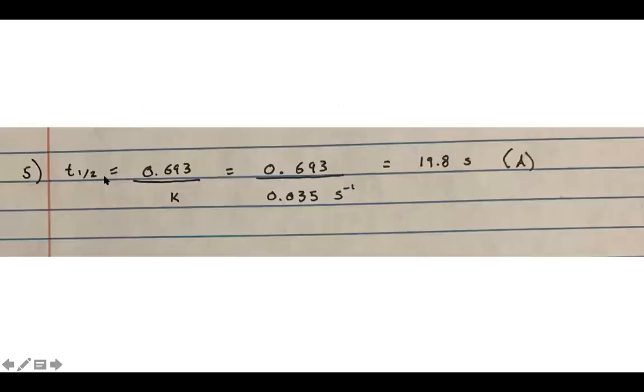So our half-life for a first order reaction is equal to 0.693, which in the numerator is just the natural log of 2, and we divide that by K. We were given K in the problem. It's 0.035 seconds to the negative first. And when we do this division, our half-life comes out to 19.8 seconds, which was option A.